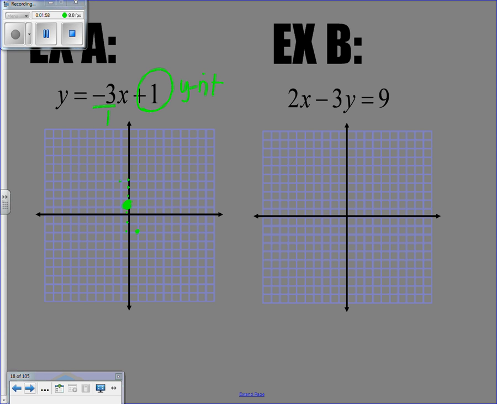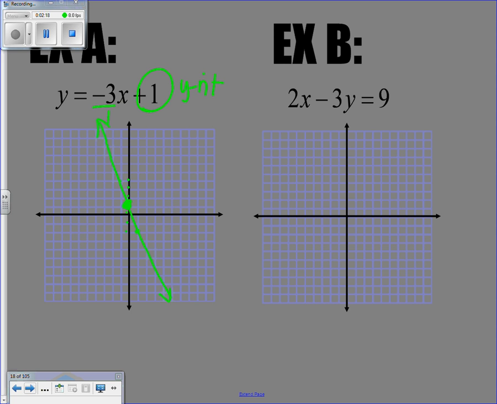Okay, so negatives should turn out negative. So always keep that in mind. A negative slope means your line is going to be going down. Okay, if for some reason when you connect your points and it is positive, then flip it around because you did something backwards. Okay, so example B is 2x minus 3y equals 9.